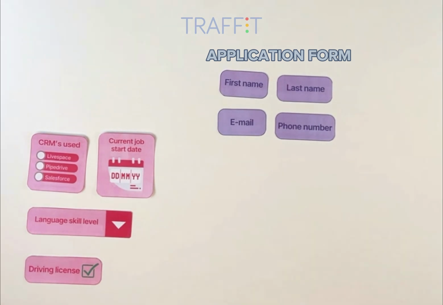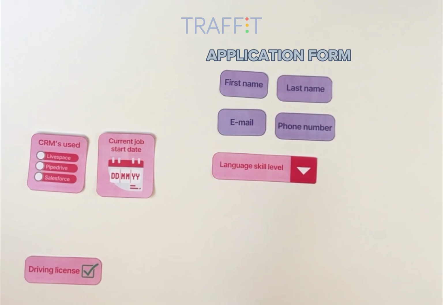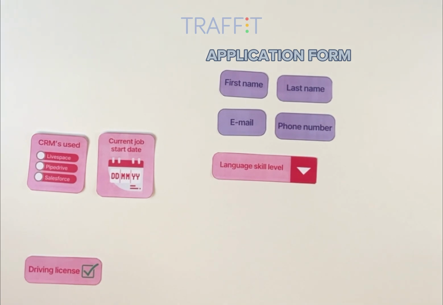I'll start with some default fields again, like first name, last name, email, and phone number. I will enrich this one with a question about language skills. This is a drop-down one-choice list. The options selected by the candidate in the application form will be saved on the profile after the application.